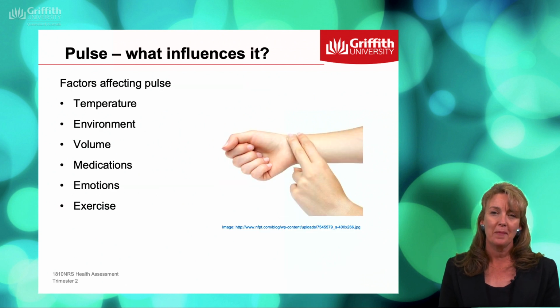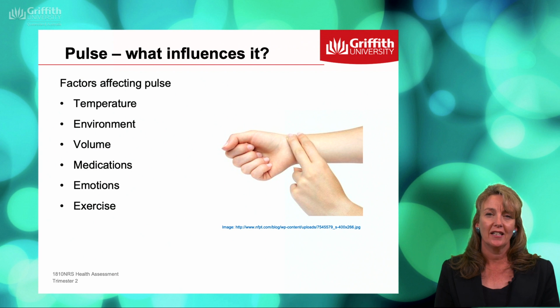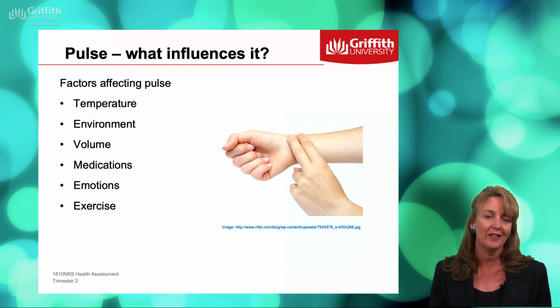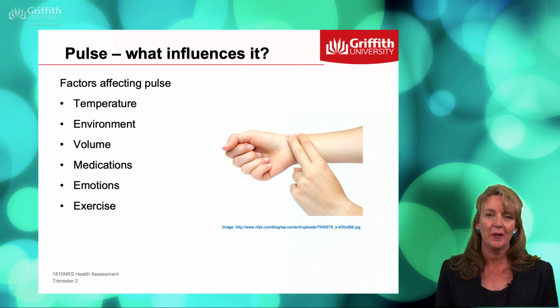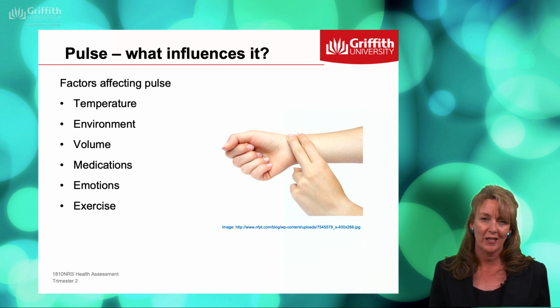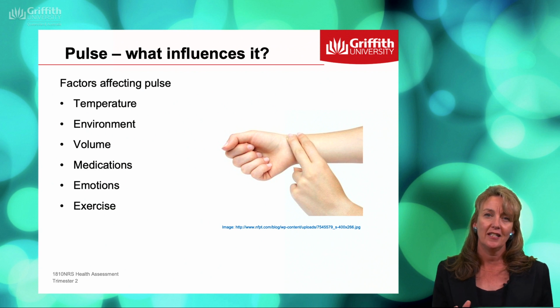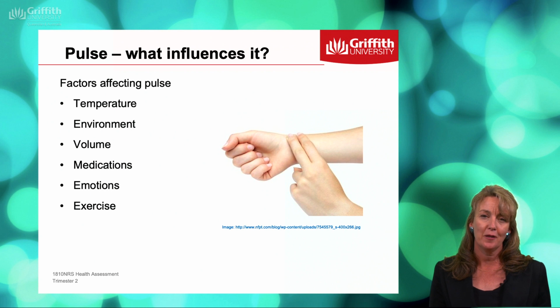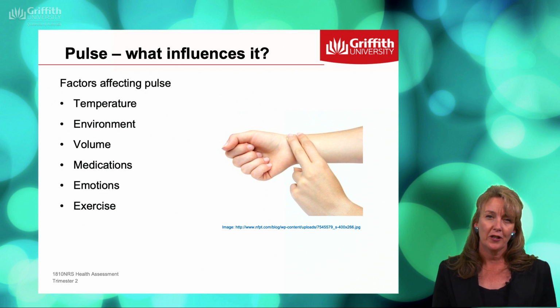So we need to consider what actually influences our pulse. If we're in a warm room, have you ever noticed that your heart rate starts to beat a bit faster and you have a little bit more sweating? This is because of thermoregulation. The sweating and the blood vessels vasodilating in your peripheries mean that you can get rid of extra heat. That's the environment and temperature impacting.